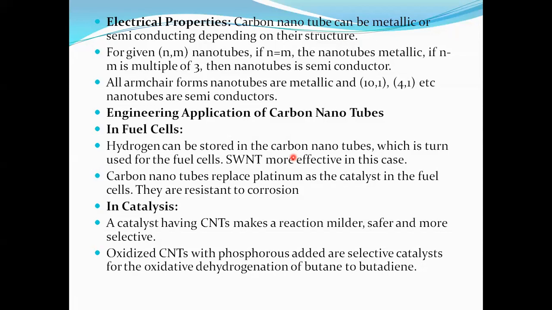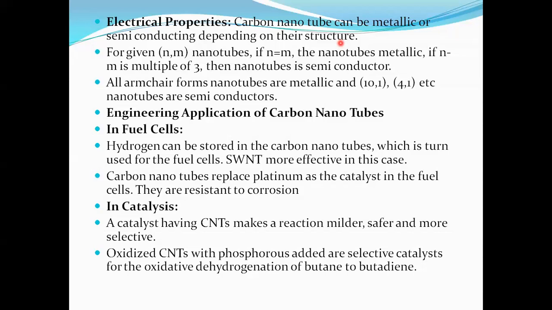Carbon nanotube serves as the anode and carbon nanotube serves as the cathode. When compared with platinum, the CNT has a high electrical density. The higher the electrical density, the more the electrical conductivity, and the more the lifetime.